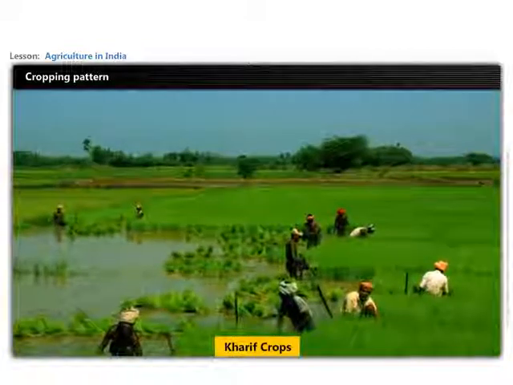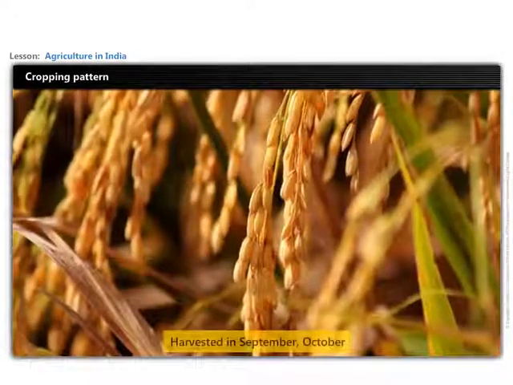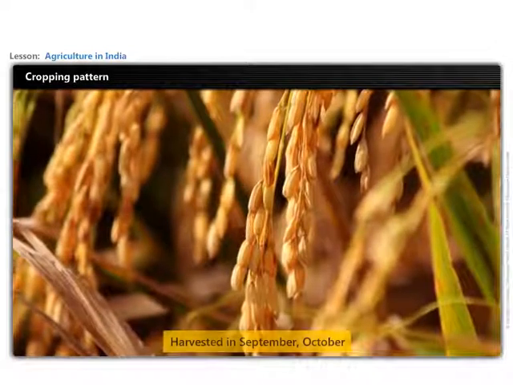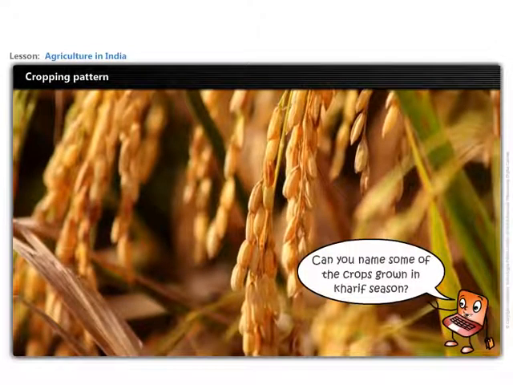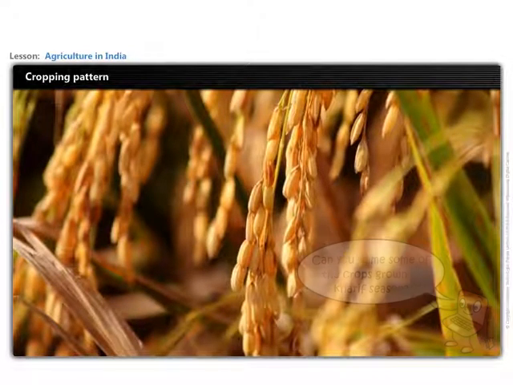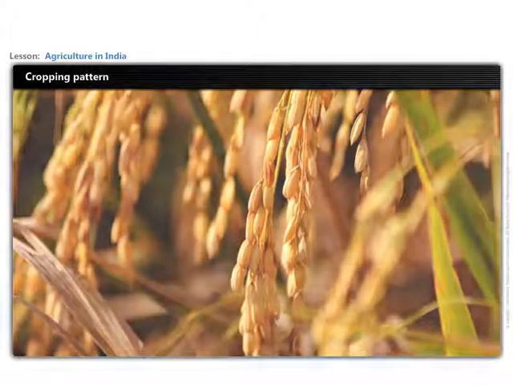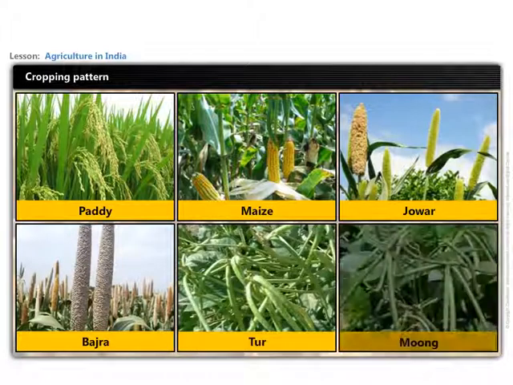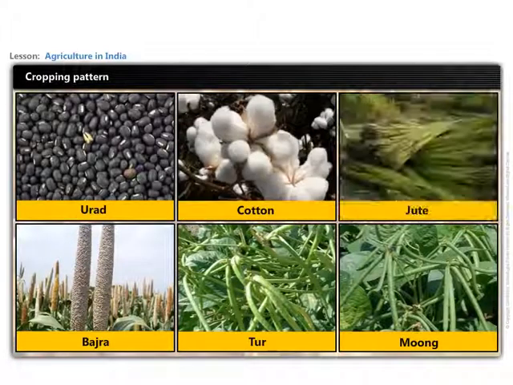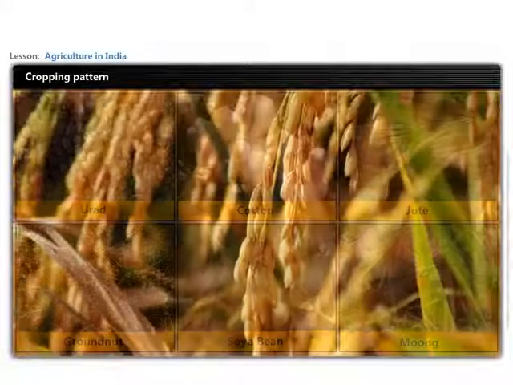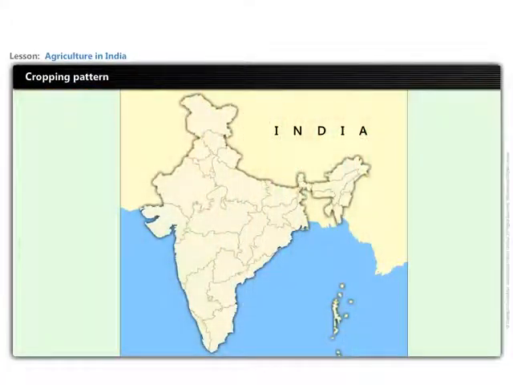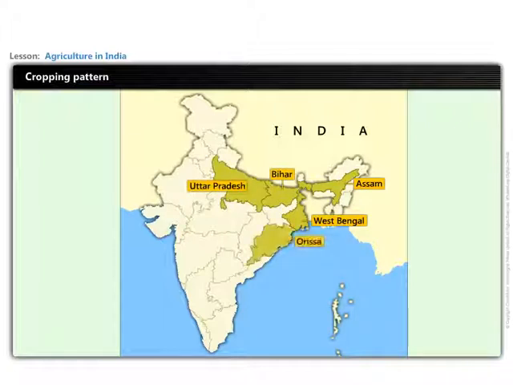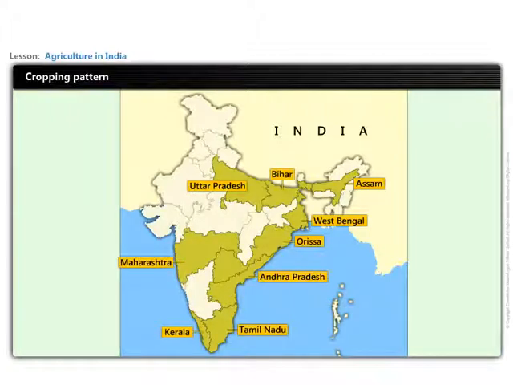Kharif crops are sown with the onset of monsoon and harvested in September-October. Can you name some of the crops grown in Kharif season? Some of the important crops grown in the season are paddy, maize, jowar, bajra, tur, moong, urad, cotton, jute, groundnut and soya bean. Important rice growing regions are West Bengal, Assam, Bihar, Uttar Pradesh, coastal regions of Orissa, Andhra Pradesh, Tamil Nadu, Kerala and Maharashtra.